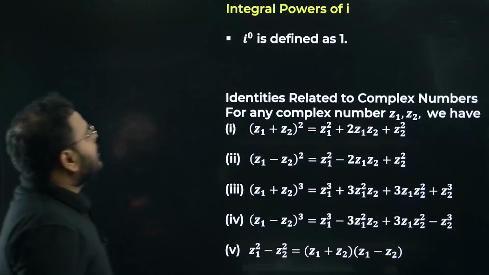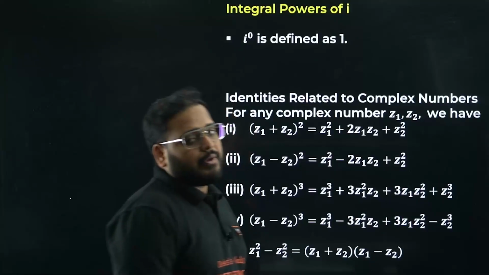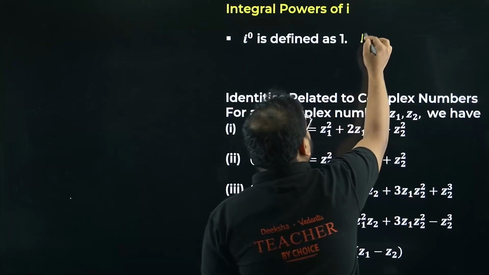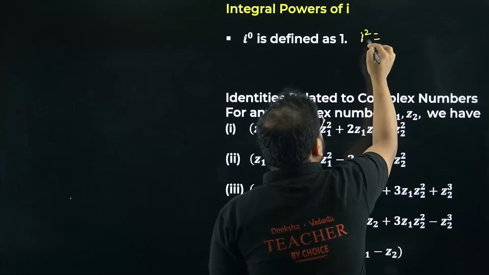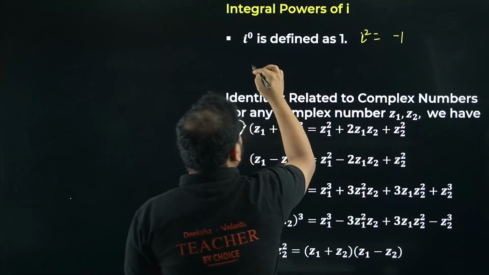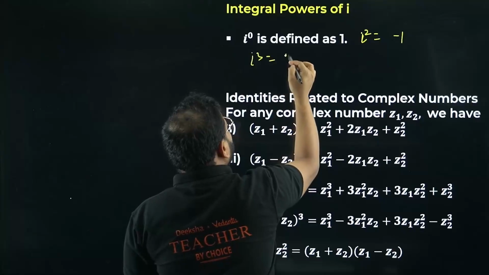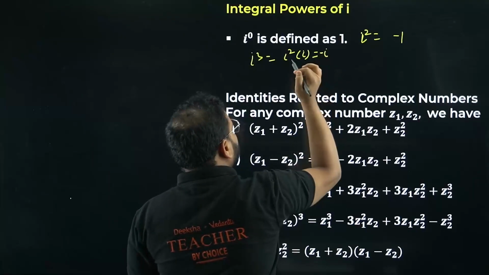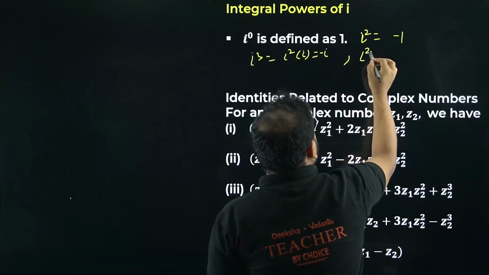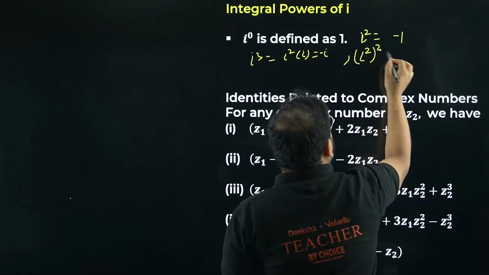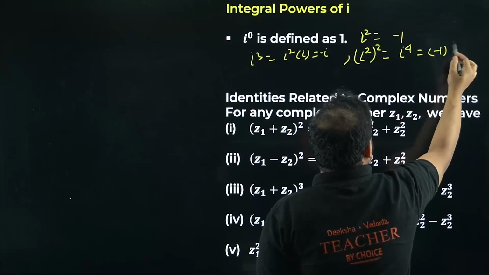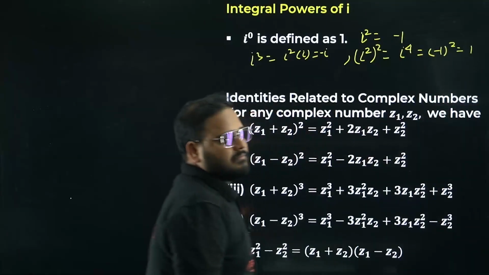Chaliye. Now we have integral powers of i. Okay, so basically i power 0 will be 1. I square is nothing but minus 1, we just learned that right now, very important. We also have i cube. We can write this as i square into i, so simply minus i. And if you go to i power 4, i square into i square, minus 1 whole square. How much is that? Simply 1.